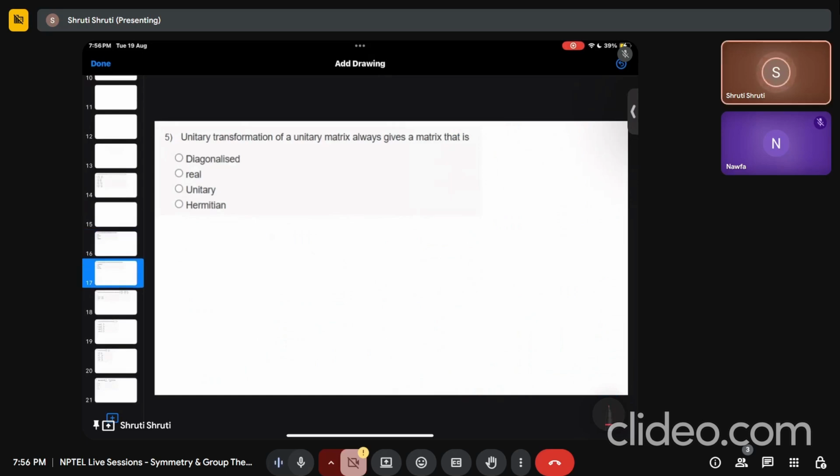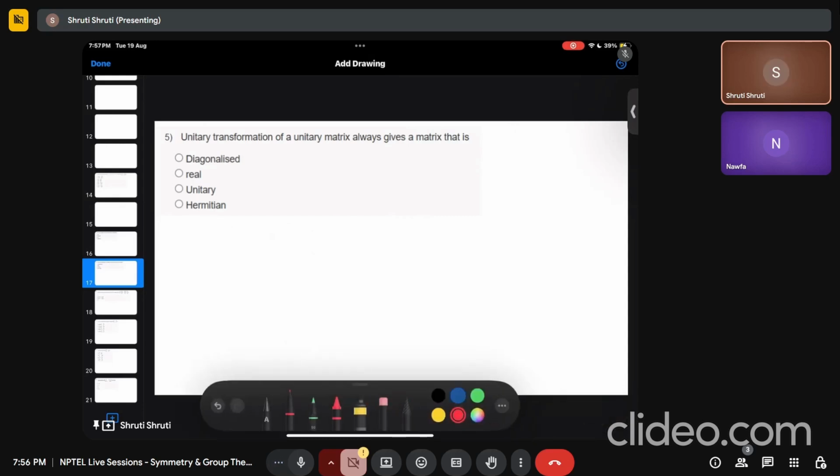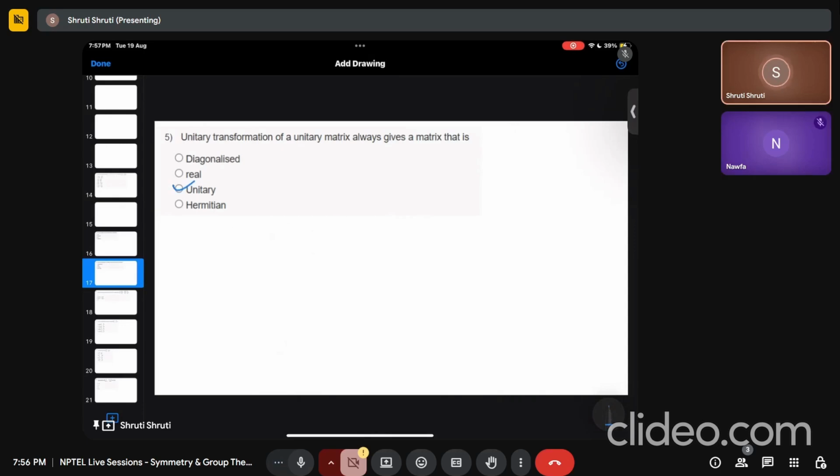Okay, unitary transformation of a unitary matrix always gives a matrix that is unitary. It's the same property as the Hermitian one I told you about, that the product of two Hermitian matrices or the sum of two Hermitian matrices is Hermitian. When you do a unitary transformation on a unitary matrix, the result will be another unitary matrix.